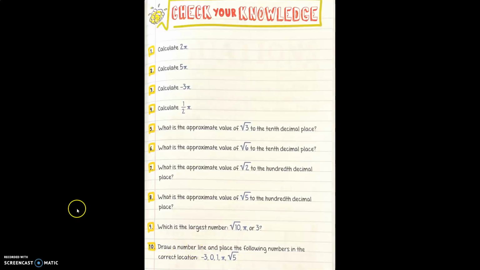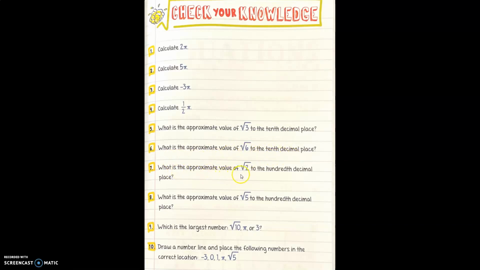Now check your knowledge. According to what you have done, calculate 2 pi, calculate 5 pi, calculate 3 pi, calculate half pi. What is the approximate value of root 3 to the 10th decimal place? What is the approximate value of root 6 to the 10th decimal place?